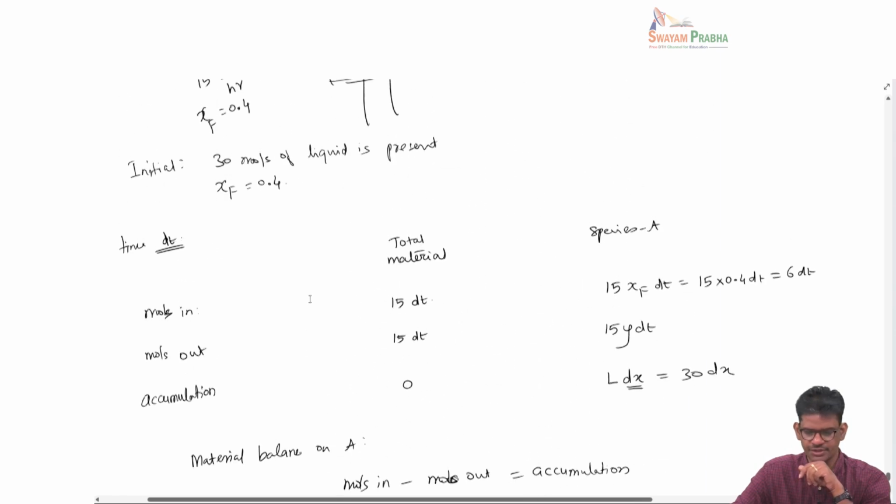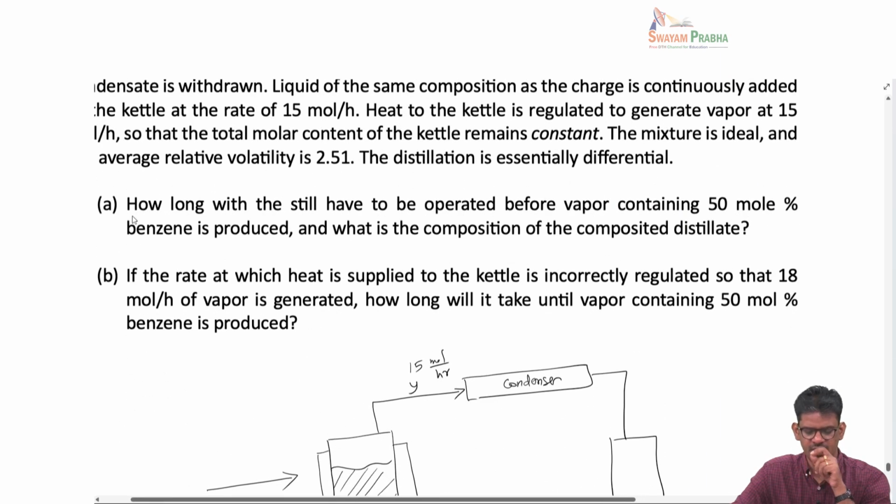So let's go back to the question. So what is the question? The question being asked is, how long will the still have to be operated before a vapor containing 50 mole % of benzene is produced? We are talking not about the overall composition of the vapor, we are talking about that instant at time t. You're doing this operation over some time t, we don't know what the time t is, at that particular time t, a vapor is created. That vapor should have a composition of 0.5.